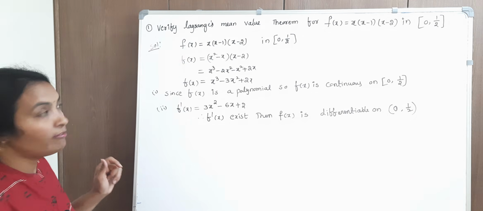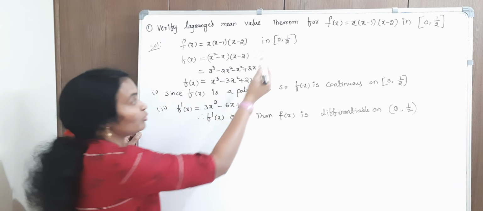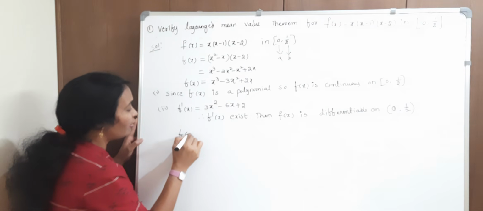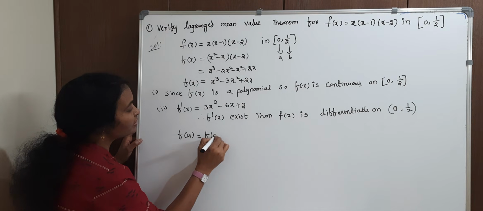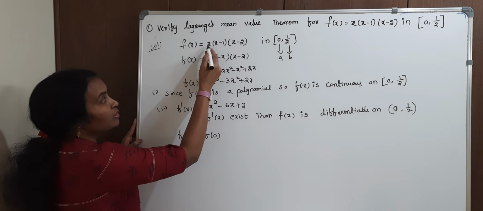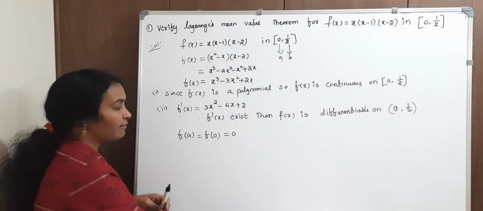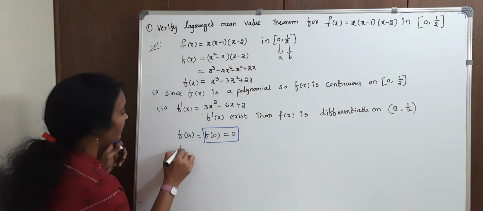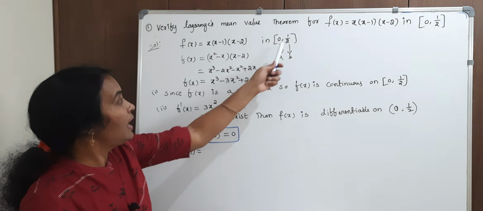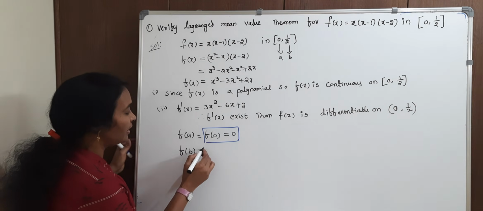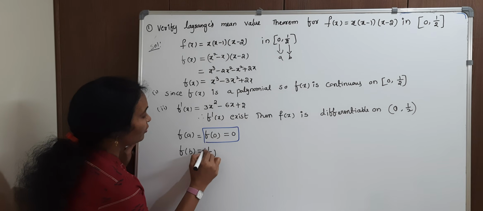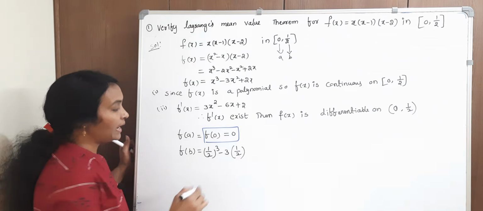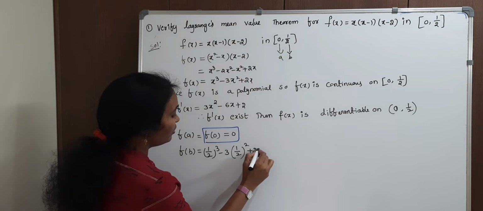Now I need to evaluate the f of a and f of b values. This is a and this is b. Now evaluate f of a, that is nothing but f of 0. Put that value in the given function: 0 into something is 0. Now f of 0, I got, is 0. Then next evaluate f of b, means put the given b value half in the given polynomial. That will change it to x cube, 1 by 2 whole cube, minus 3 into, in the place of x you need to substitute half, plus 2x.